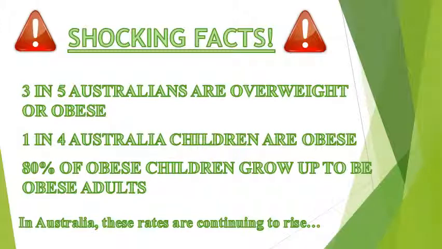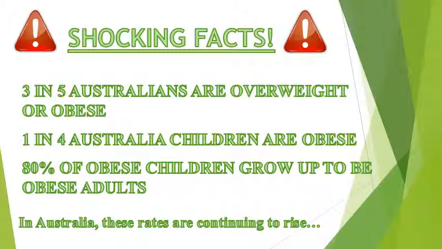Statistics show that a staggering 3 in 5 Australians are overweight or obese. That makes up about 12 million people. 1 in 4 Australian children are overweight or obese, and 80% of obese children will grow up to be obese adults. The issue needs to be put forward as early as possible if our school is going to positively impact these statistics. Rates of overweight and obesity are continuing to rise in Australia. Collecting information on these trends is important for managing the health problems associated with them.